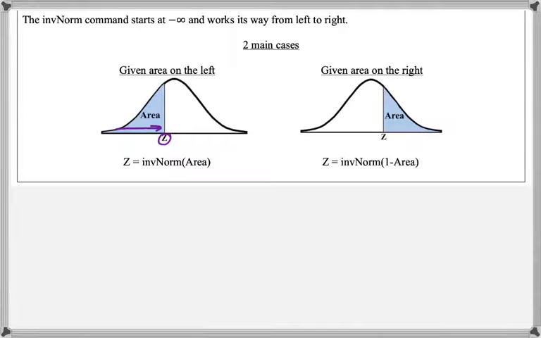If they give us the area on the right, then we actually need to type inverse norm of 1 minus the area. So the total area under the curve is equal to 1. And we need to know the left area because the inverse norm starts at negative infinity and works its way to the right. So the area on the left is equal to 1 minus the area on the right. So this would start at negative infinity and work its way up to z and then report that value.